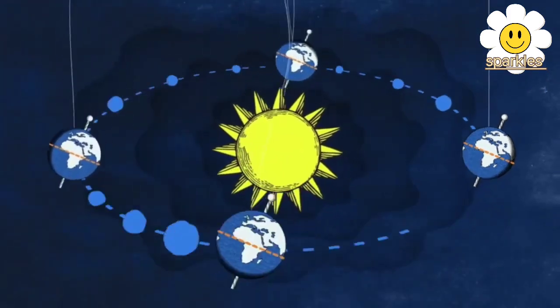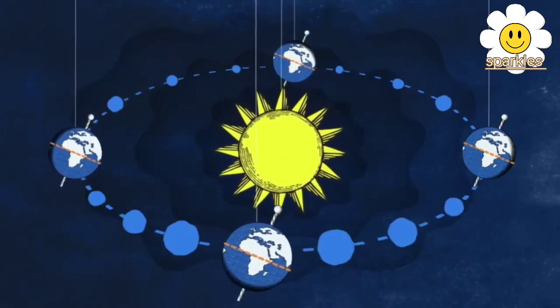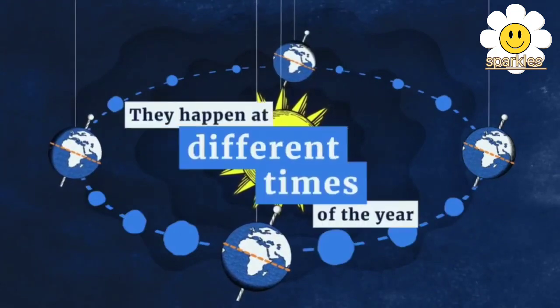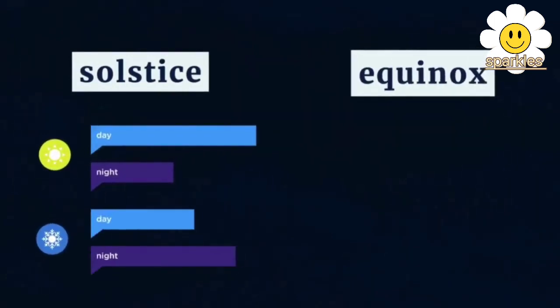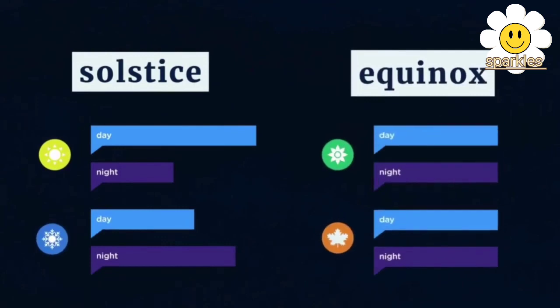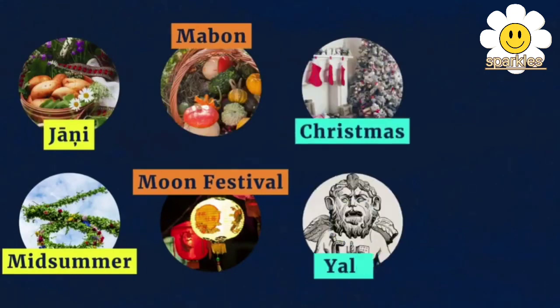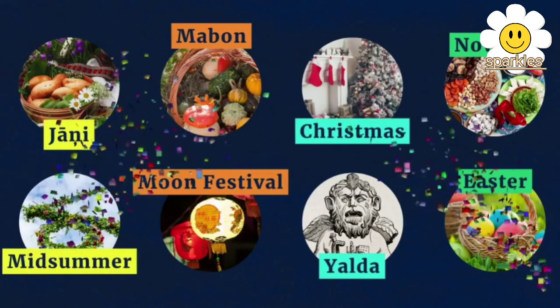So at the end of the day, while solstices and equinoxes are related, they happen at different times of the year. Just remember that solstices are the longest and shortest days of the year, while equinoxes occur when the day and night are equally as long. Regardless of whether it's a solstice or an equinox, there's bound to be a celebration happening somewhere.